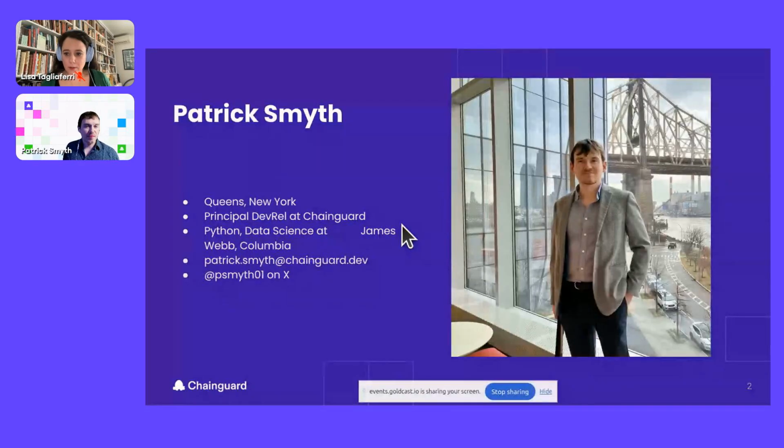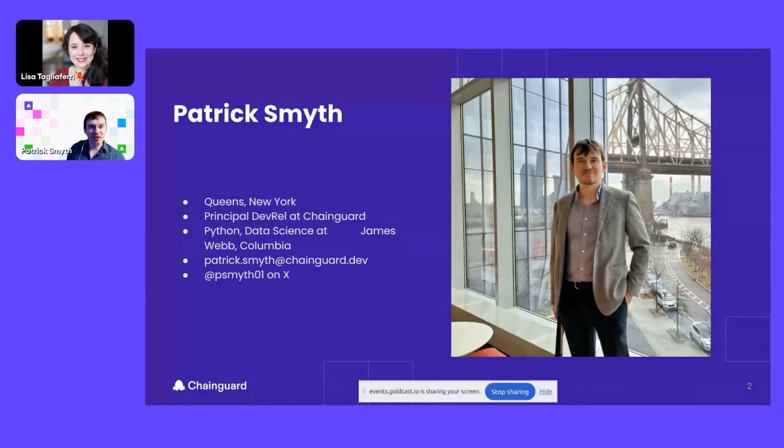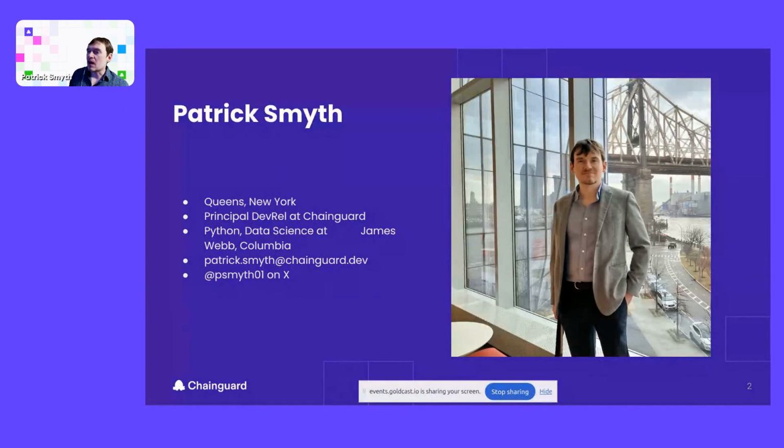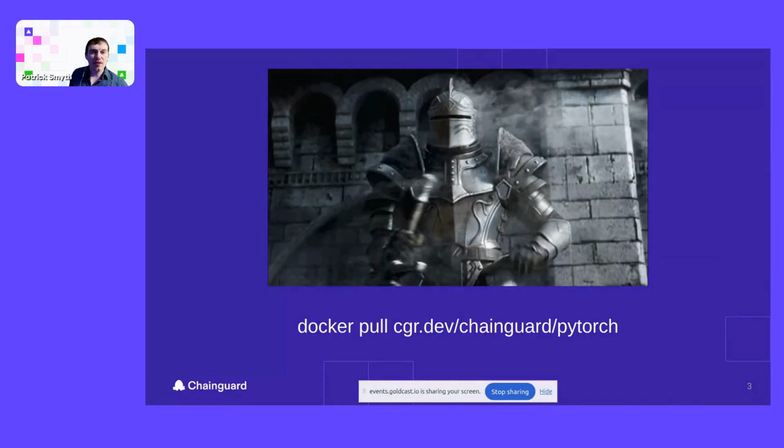All right. So my name is Patrick Smyth. I'm a principal developer relations engineer at Chainguard. I live in Queens, New York. I grew up here. I still live here, so I didn't get too far in life. And when I'm not vibe coding or hanging out in the sauna, I like hanging out with my wife and little daughter. You can reach me. I'll share my LinkedIn and stuff at the end. But let's get ready a little bit.